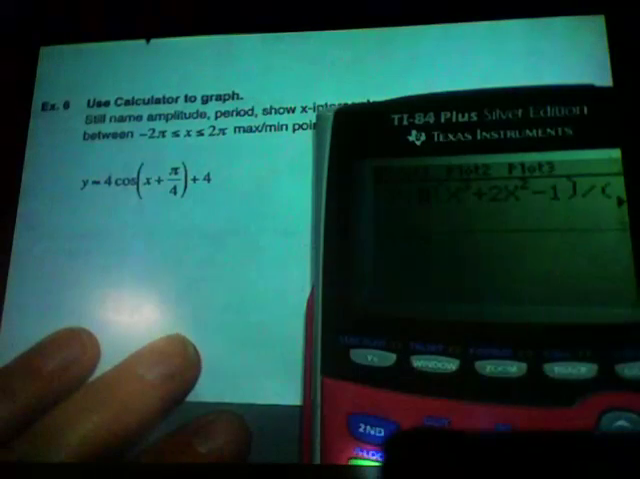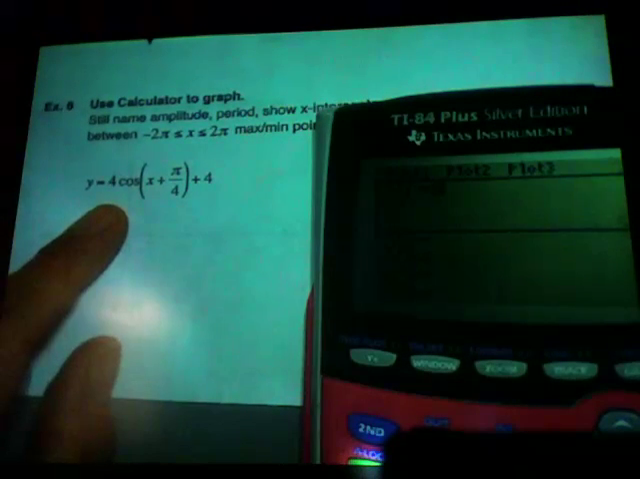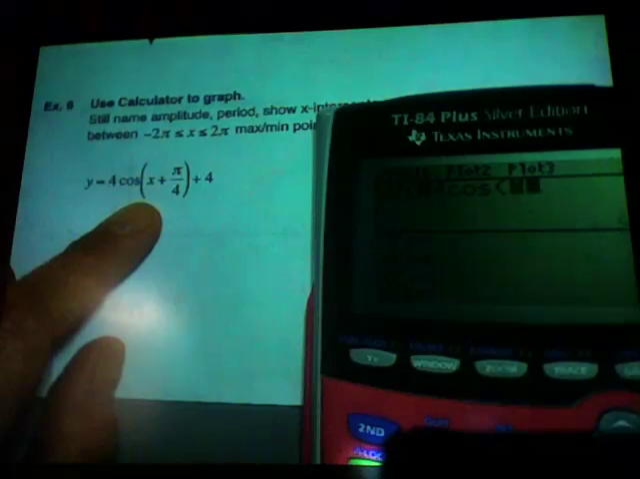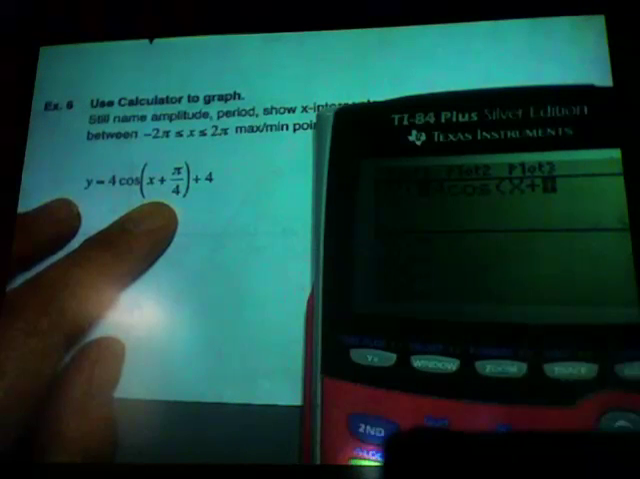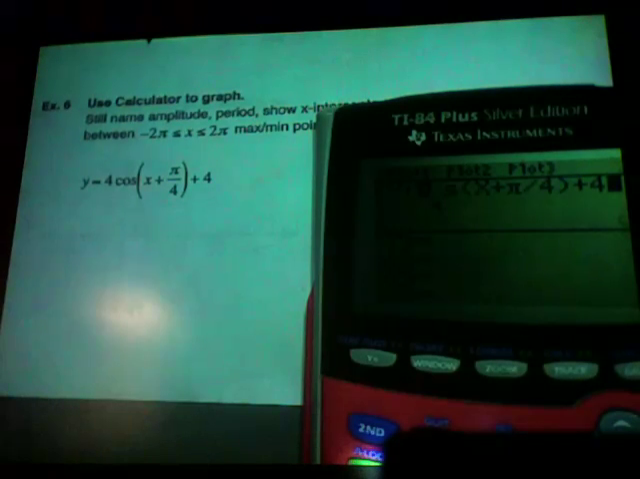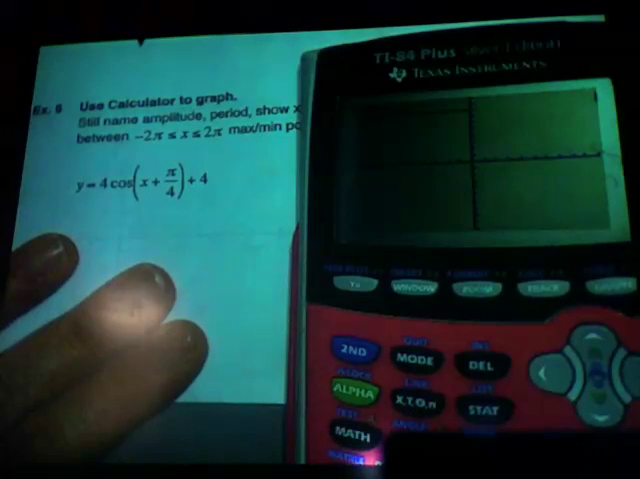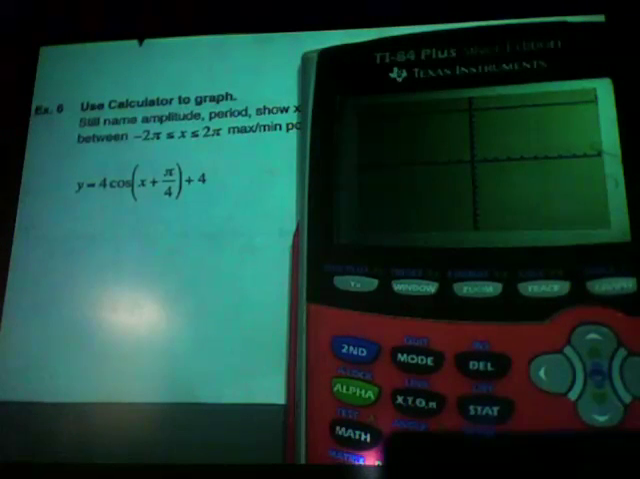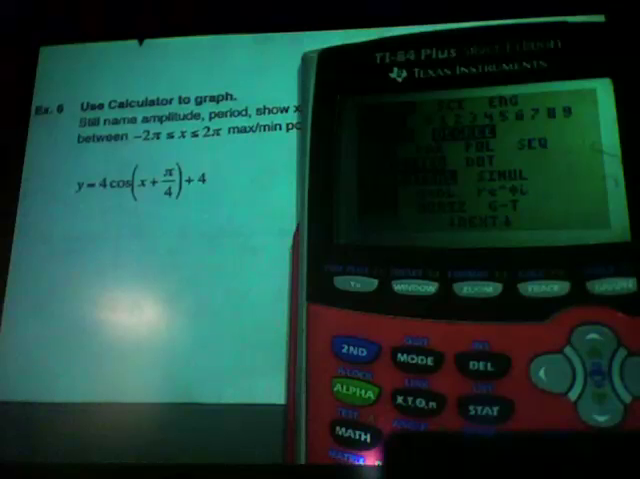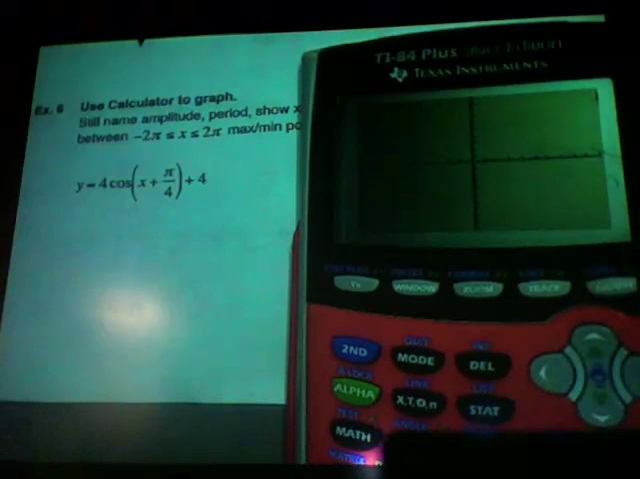Put in y equals, clear out anything that might be there, 4 cosine x plus, find your pi, divided by 4, end parentheses, and plus 4. Isn't that what we just figured out the equation to be in number 5 above? Hit graph. Uh-oh, what did I forget to do? That's what you're going to see if you don't have it in radians. So if that happens, just go to mode and fix it. Now hit graph again. Oh, there we go. Mountains.